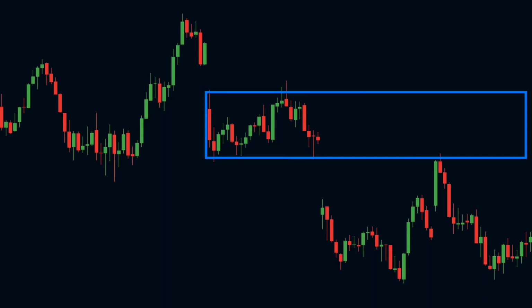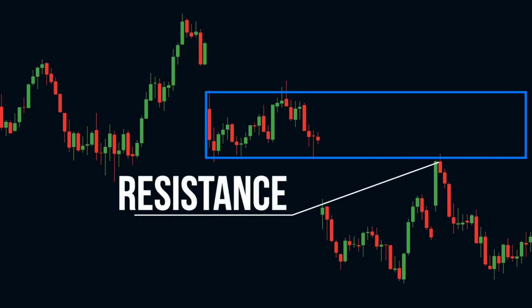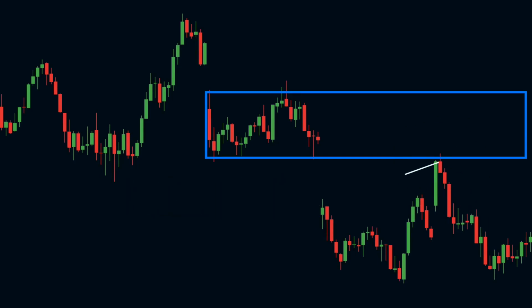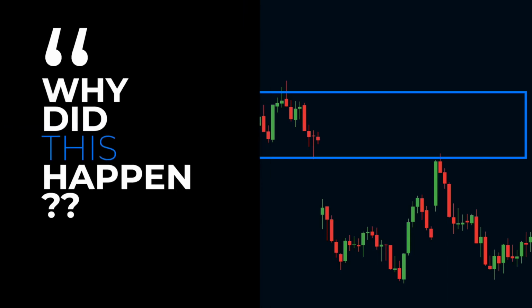Later, on the very next day, the price gaps down and breaks below the value zone. On the third day, the price comes back near the value zone and immediately faces a resistance, and it tanks downwards. The value zone acts as a major resistance and the price immediately trades lower. The question is, why did this happen?